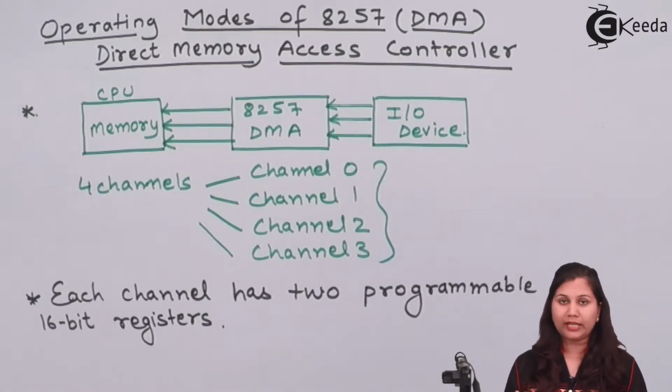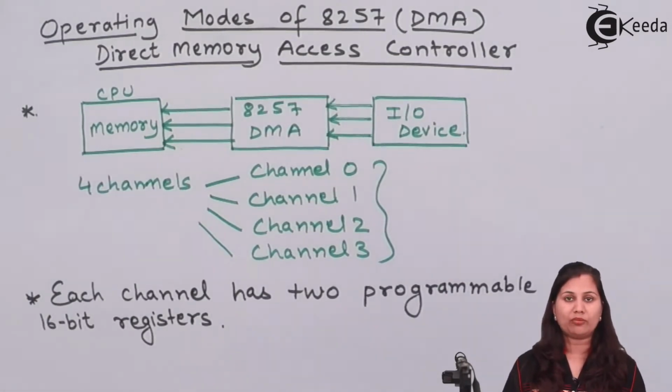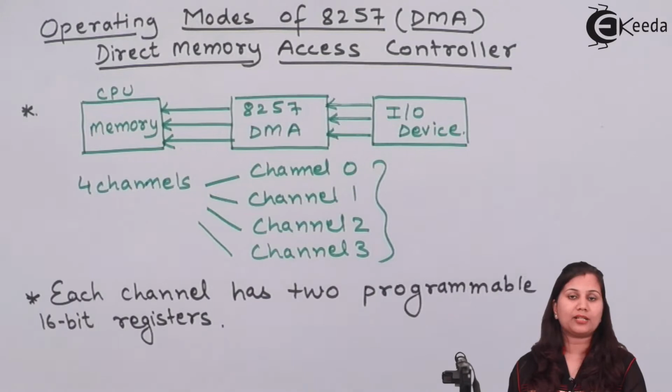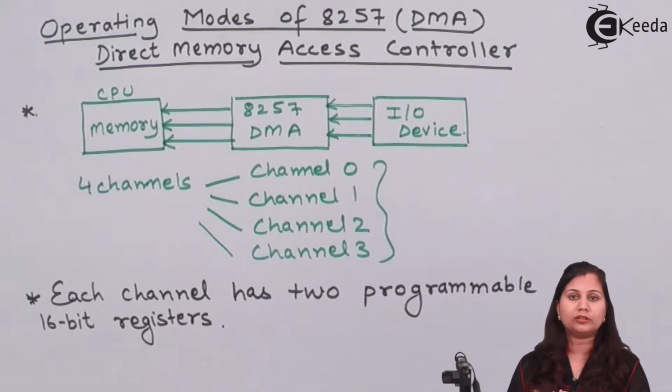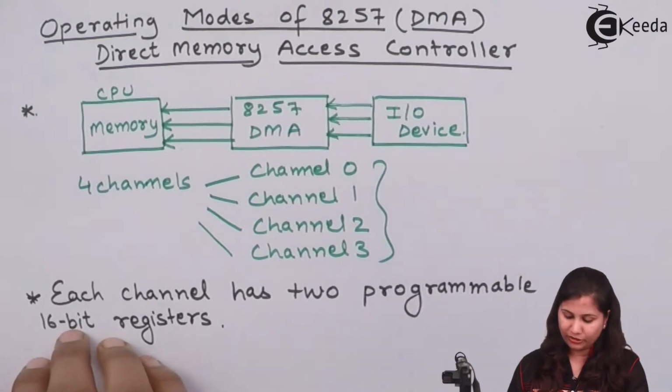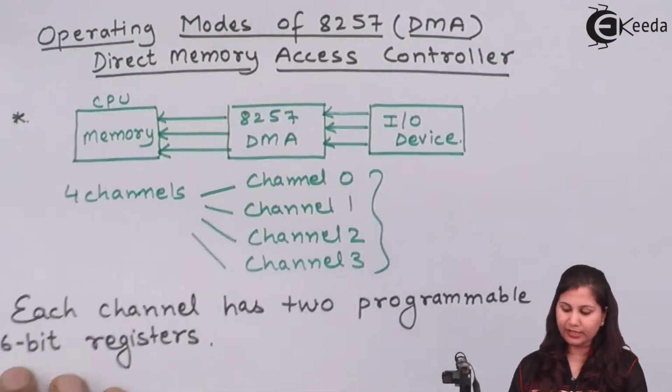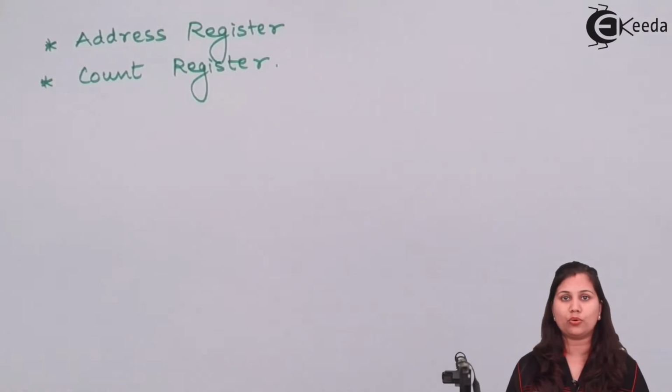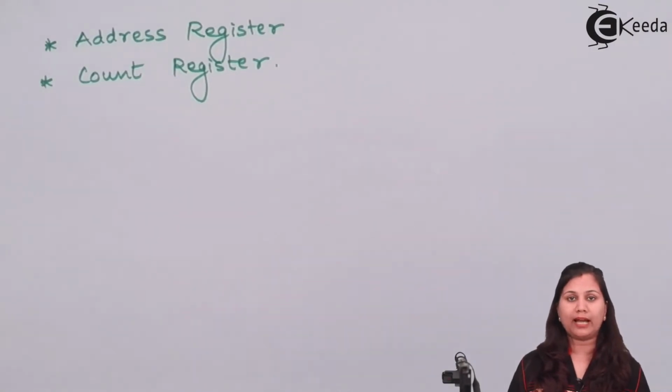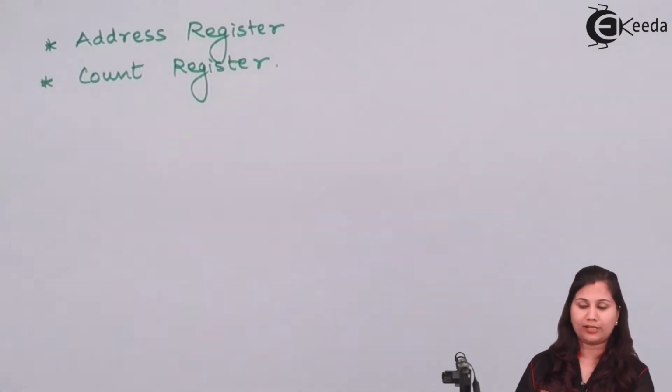Because data is transferred in the form of bits, one bit by one bit, then the second bit will be transferred. So how many bits are transferred, that also we want to know. So the count register tells that this many bits have been transferred by the DMA. The address register is used to hold the address, and the count register is used to hold the number of bits that have been transferred.